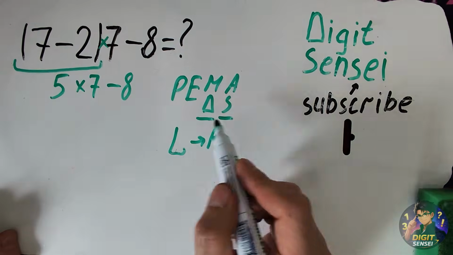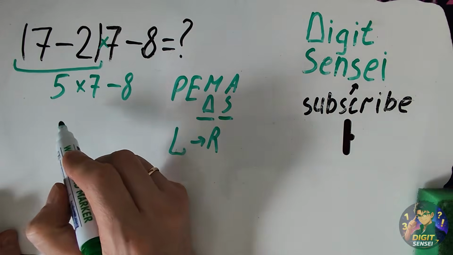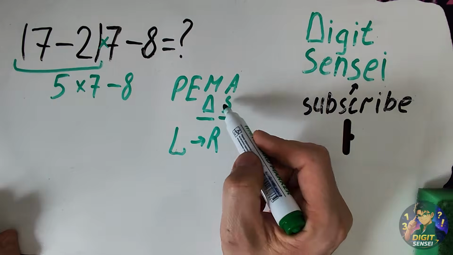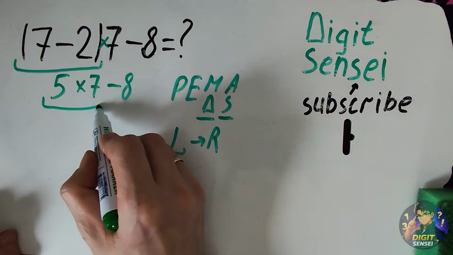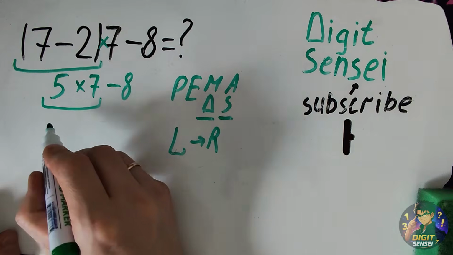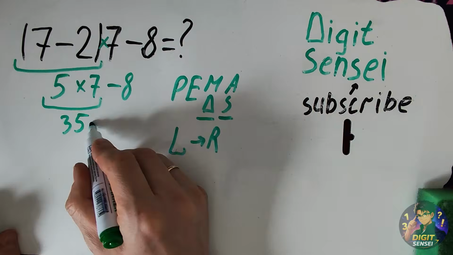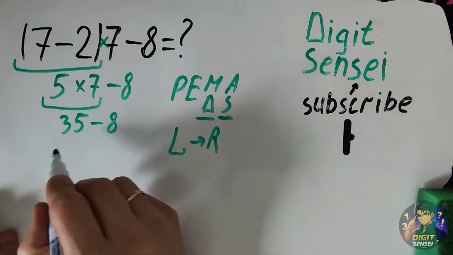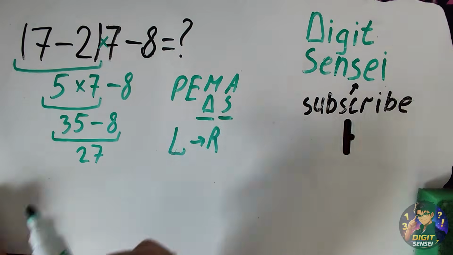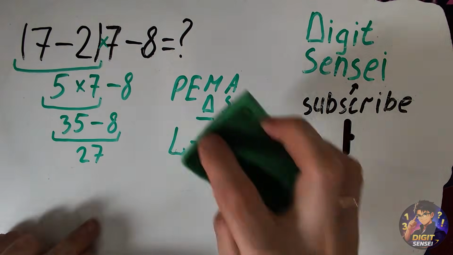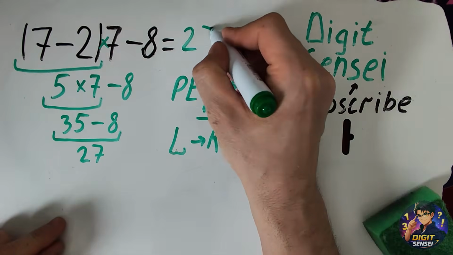According to PEMDAS, multiplication has higher priority than subtraction, because multiplication comes before subtraction. So here first we have to do this multiplication. 5 times 7 equals 35. So 35 minus 8, which equals 27. And this is our final answer to this problem. The correct answer is 27.